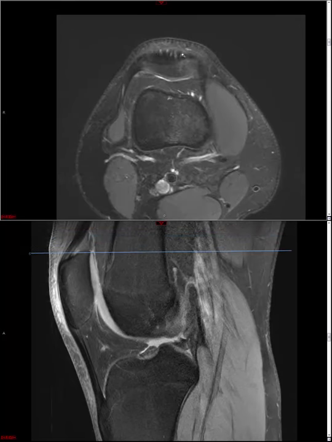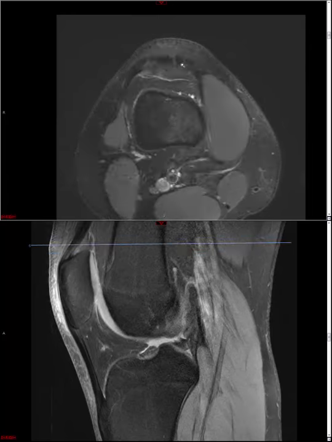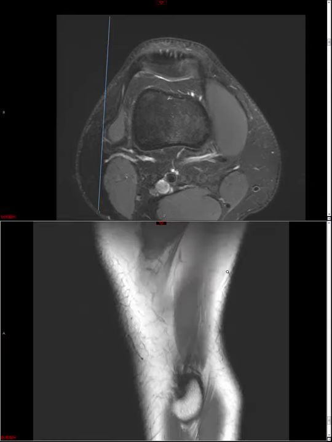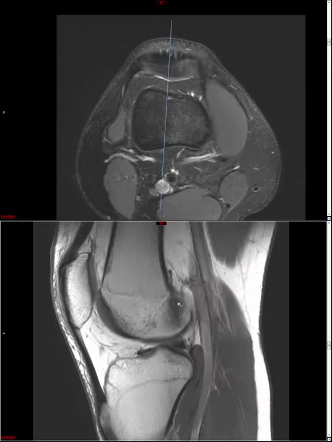So once again, increased signal in this quadriceps insertion is not necessarily indicative of pathology. I just want you to get used to this striated appearance. Beyond that, we're hoping to see a nice homogeneous, low signal appearance of the tendon insertion here. We're not getting too much of it, but aside from those striations I talked about, this looks pretty good.